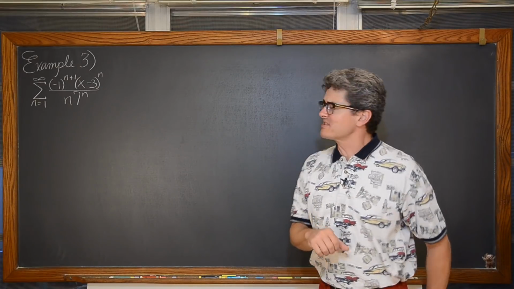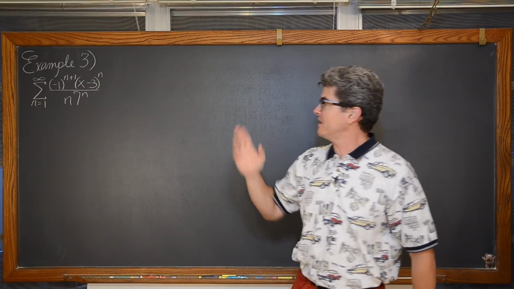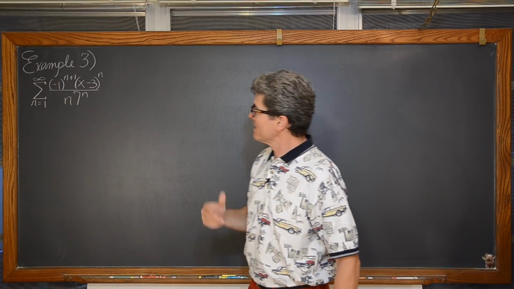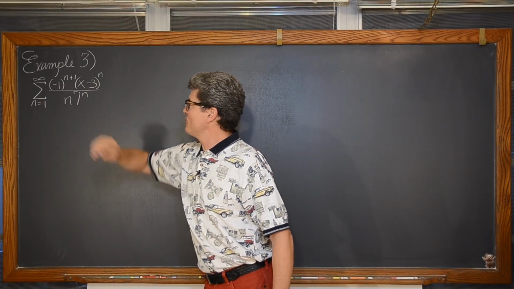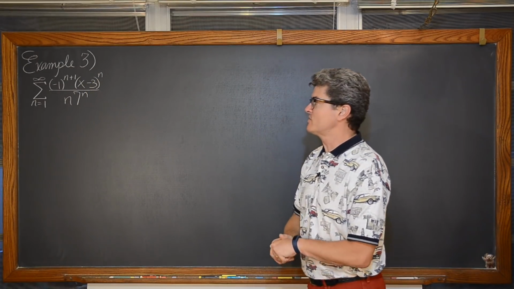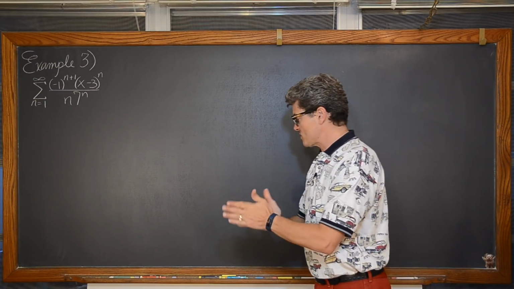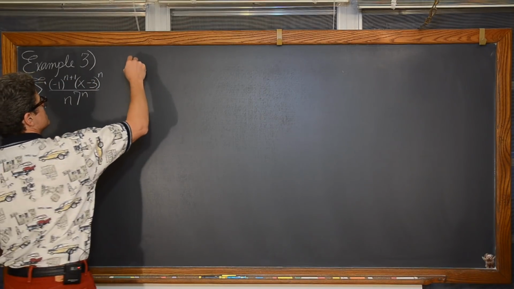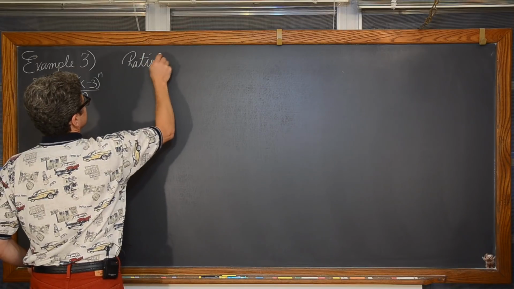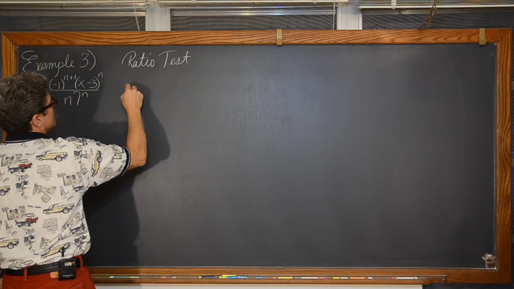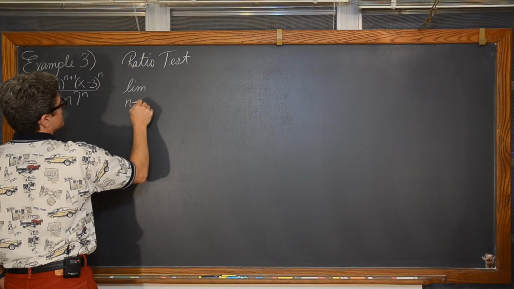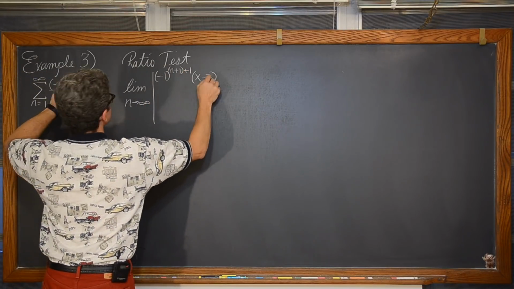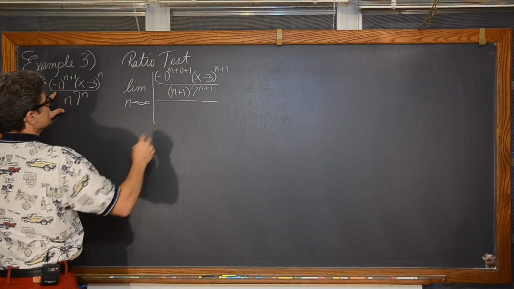And for our third and last example, we have the summation where n starts at 1 and goes to infinity of negative 1 to the n plus 1, which means that we are looking at an alternating series, by the way, times x minus 3 to the n over n times 7 to the n power. Okay, so we're looking for the interval of convergence of this power series, which means that by the ratio test, we are looking at the limit as n approaches infinity of a sub n plus 1 over a sub n.